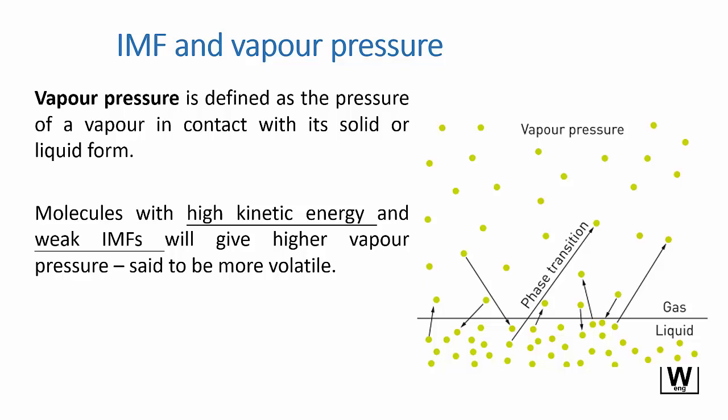Just as an addition, extremely similar is the vapor pressure. So the pressure that forms when the vapor of the substance is above the liquid of the substance, and that's based on it having a weak enough intermolecular force to have a very low melting and boiling point, which will make it volatile. So it'll also come off as a vapor very easily. So the molecules with high kinetic energy and weak IMFs will have a higher vapor pressure. And I said to be more volatile.